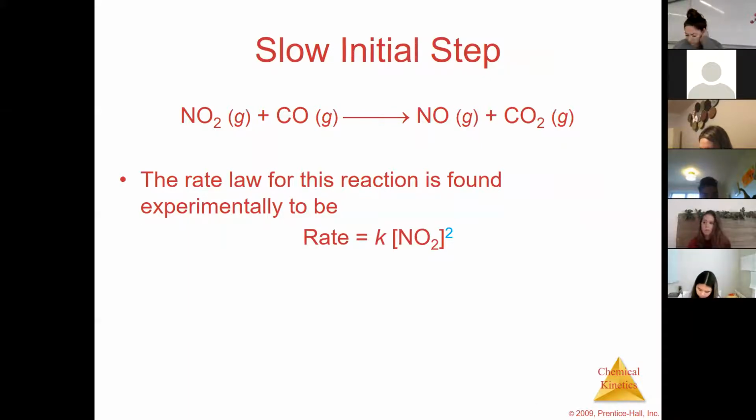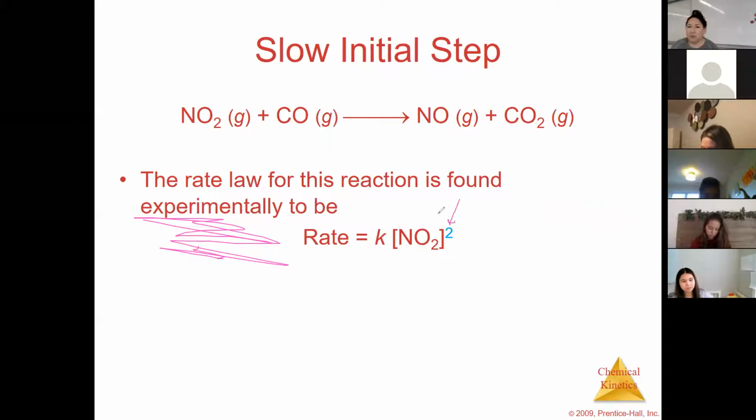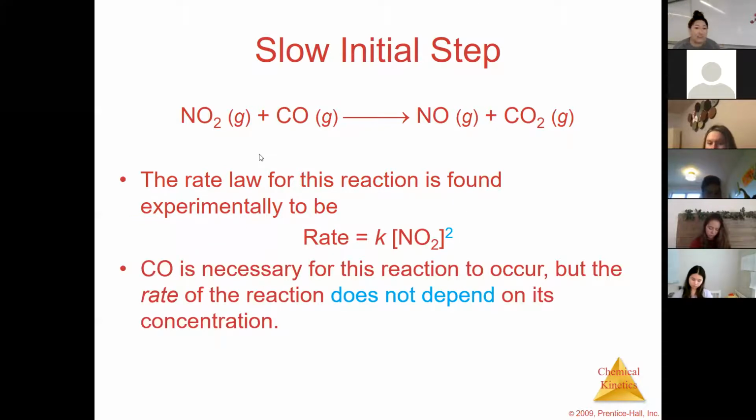On my notes, I have experimentally. Okay, so it's found to be this. And it's like, well, wait a second. Then we know that CO does not affect the rate, right? It must be zero order. And there's more fill-ins here. So CO, you need it for the reaction to go down, but it doesn't affect how fast or slow the reaction is. It's not part of the rate determining step. It does not depend on the concentration of the CO.